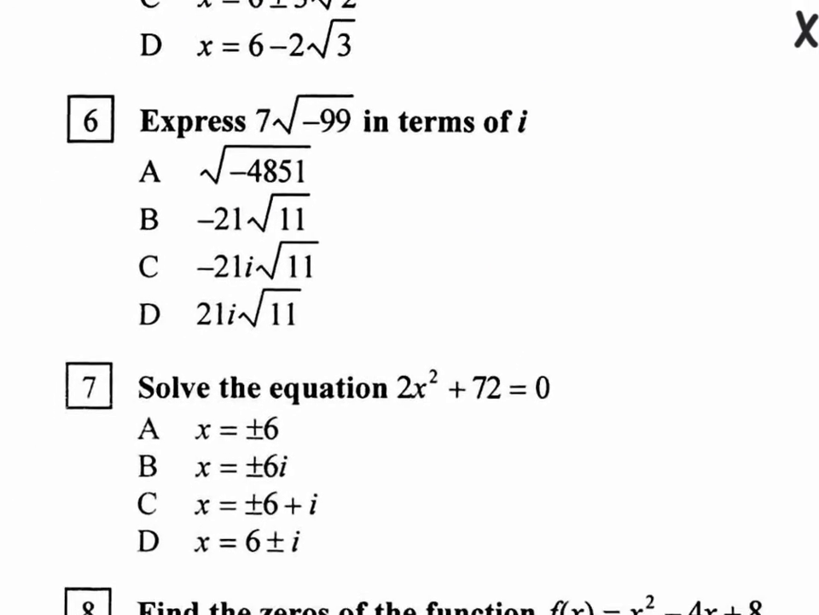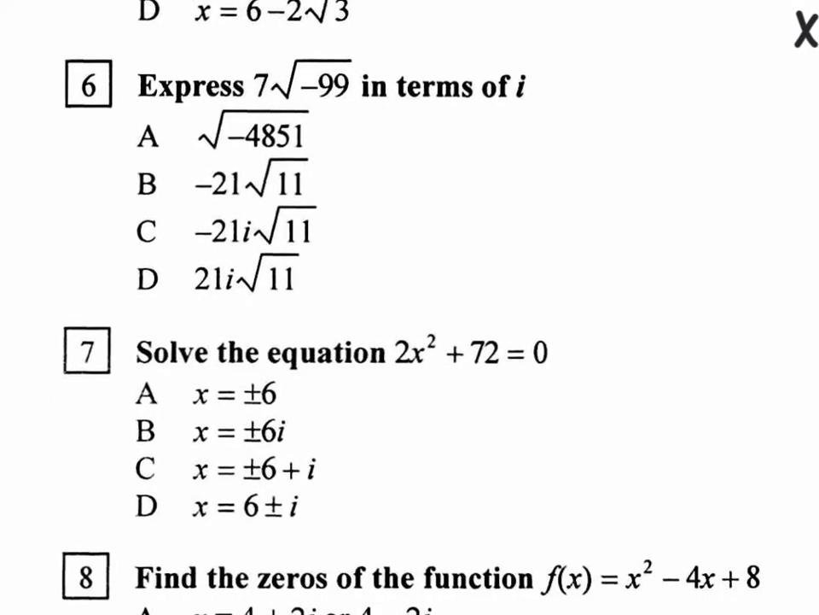Okay, moving on to number 6. Ladies and gentlemen, it says express that radical expression in terms of i. Anytime you have the square root of negative 1, that equals i. Okay, so what we want to do here is recognize that the square root of negative 99, we're first going to rewrite. Let's not forget about the 7 that's on the outside. That's a regular number 7.